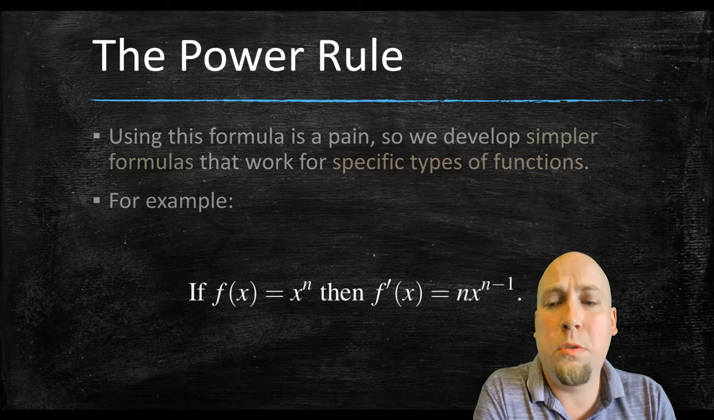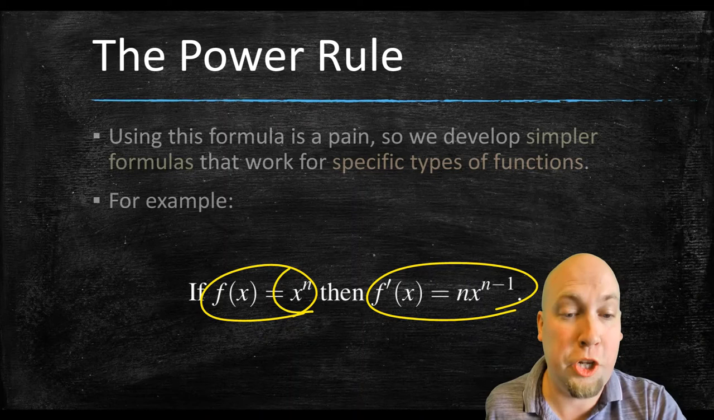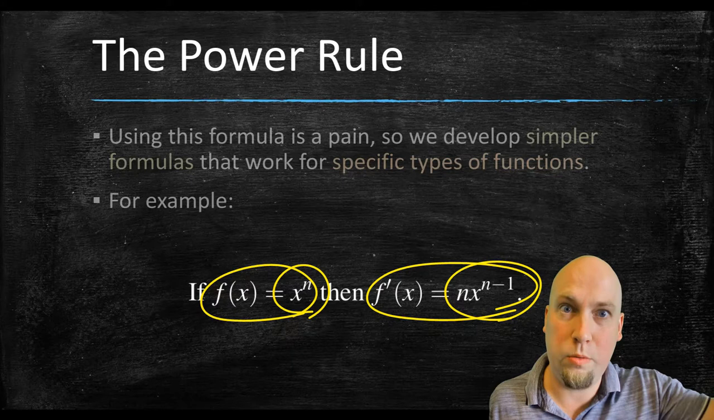And what the power rule says is, if you've got any function like this, then its derivative is this guy over here. It's gonna be n times x to the power n minus 1. So if your original function was x cubed, so n is 3, then your derivative function is gonna be 3 times x to the power 2.